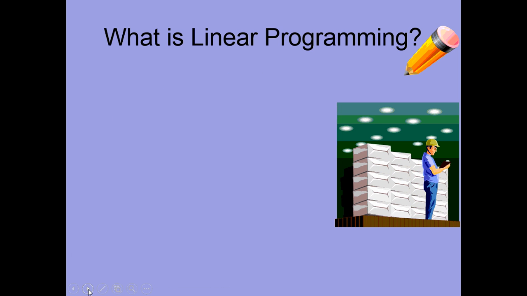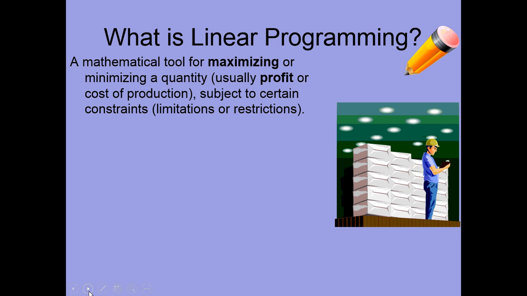First, we'll start with what is linear programming. This is marked with a little pencil, so please make sure that you write this part down. Linear programming is a mathematical tool for maximizing or minimizing a quantity, usually profit or cost of production, and it's subject to certain constraints or limitations or restrictions.